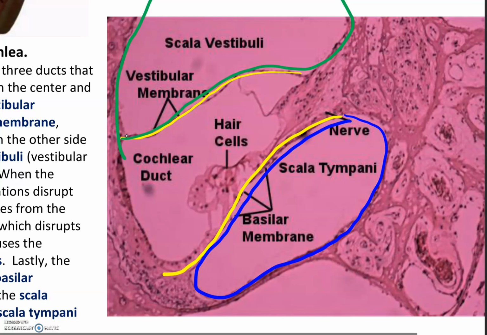These two membranes come together. They're going to form the cochlear duct in the middle. Now, on the basilar membrane, there are hair cells. And you might be able to see these little fine hairs right there. The hair cell really actually looks like this.